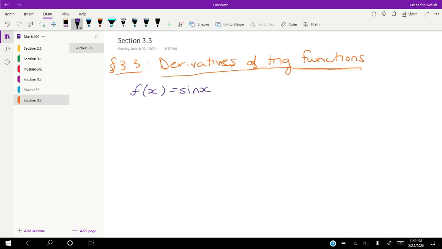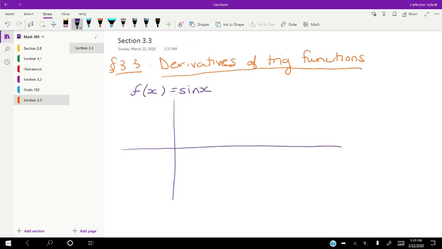Okay, so what we're going to do is examine the graph of the sine function, because remember, the derivative has a very visual approach. It's the rate of change, right? It's how quickly a graph is changing. So let's start there, and then we'll look at our algebraic approach to finding the derivative.